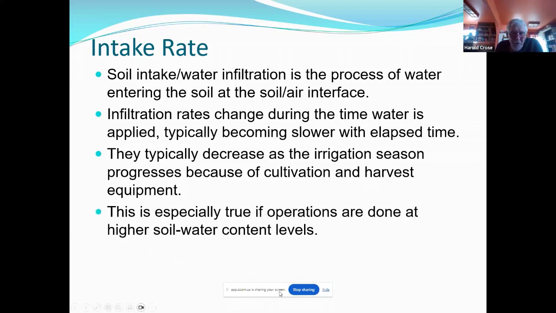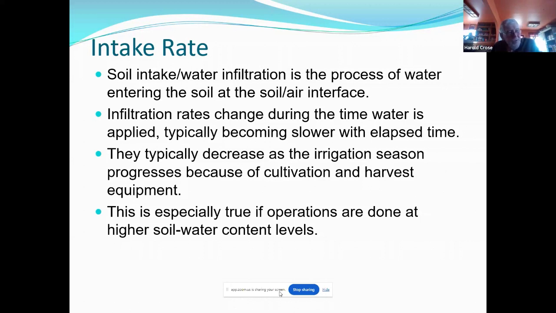And this is also especially true if operations are done at higher soil water content. Like right now in the Columbia Basin, the weather's getting a little warmer. The sun's out, and last week I was out driving around and I saw people in the field actually doing farming operations now, which is fine on certain soils, but I will guarantee you that we had a lot of rain this spring and those soils are fairly well saturated and they could be setting themselves up for plow pans or tillage pans.